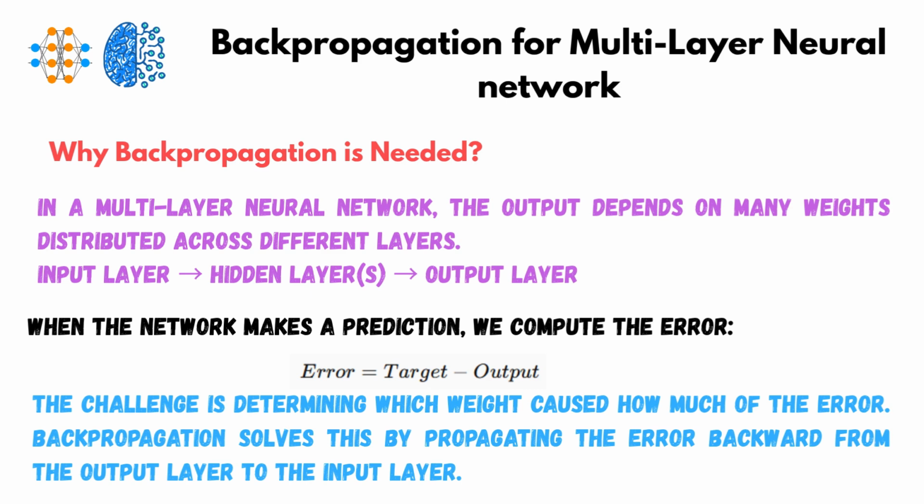Backpropagation works by sending the error backward through the network, starting from the output layer and moving toward the input layer. As the error travels backward, the algorithm calculates how much each weight contributed to the final error and updates the weight accordingly. This allows the network to learn efficiently and gradually reduce the prediction error over time.